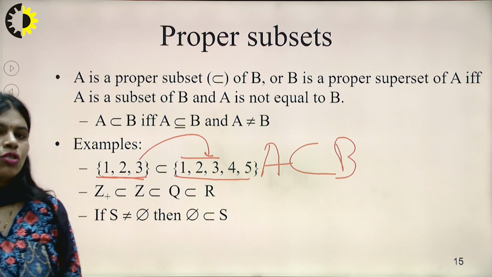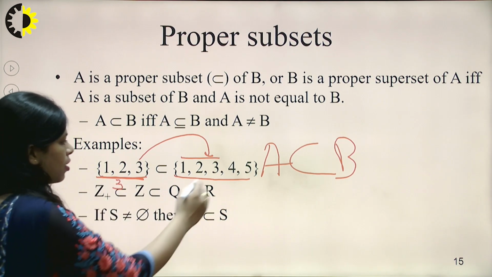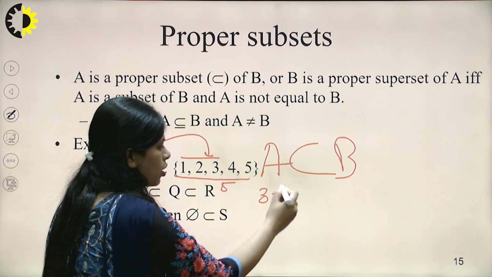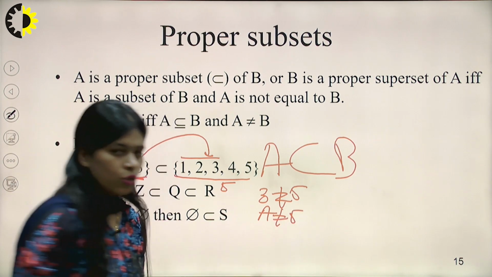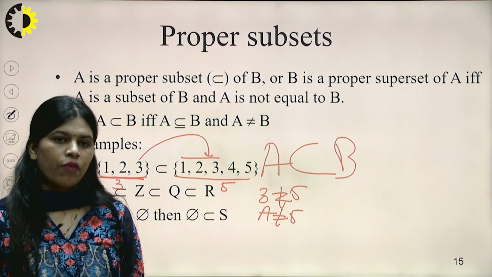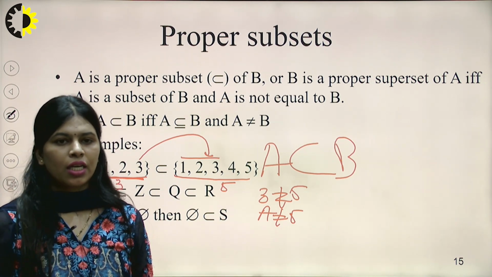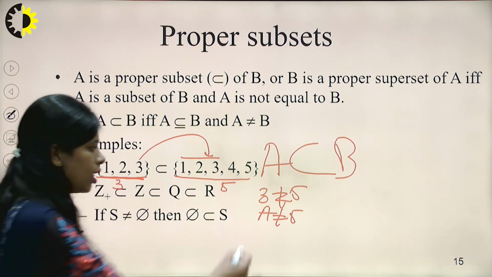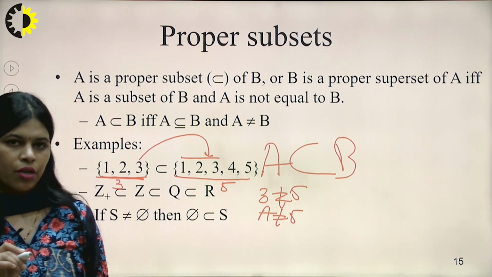A is not equal to B means the number of elements is 3 and the number of elements is 5. It means 3 is not equal to 5. The first condition is when the elements of A should be present in set B. The second condition is when A is not equal to B, so 3 is not equal to 5. It means A is a proper subset of B.